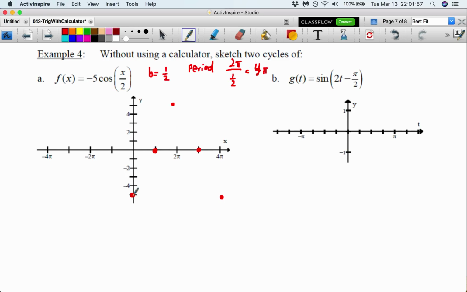So basically what happened, we flipped it over. We increased the length of time it takes to do its thing. Something like that. We increased the length of time it takes to turn around to repeat. And we made its amplitude a lot bigger. The amplitude for this function is 5.